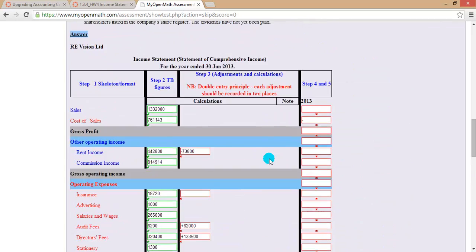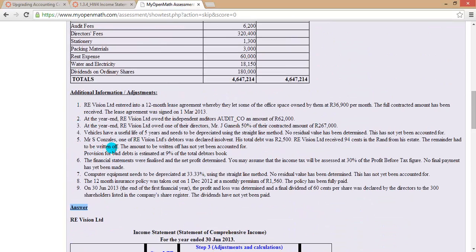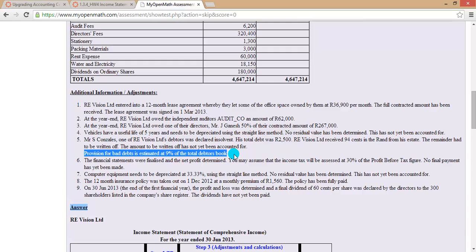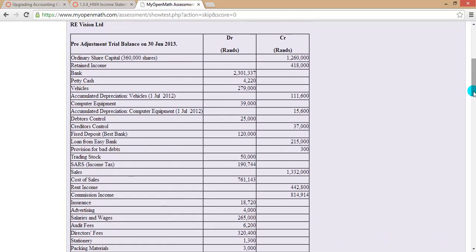Good. That was the first part of transaction number 5. There was another part here. Provision for bad debts is estimated at 9% of the total debtors book. So how do we go about this? Well, the first thing we need to check is what the provision for bad debts balance is currently. If I look at my pre-adjustment trial balance, I see the balance is currently 300 Rand credit.